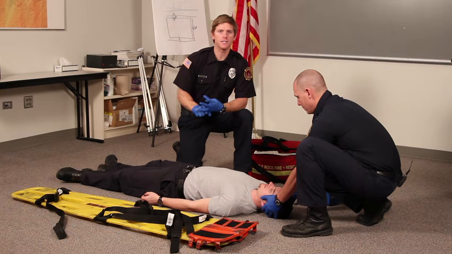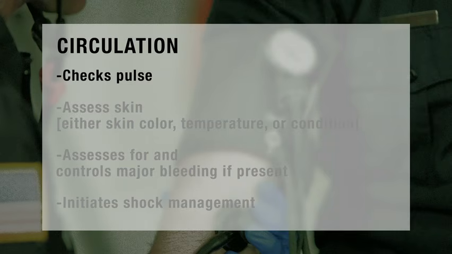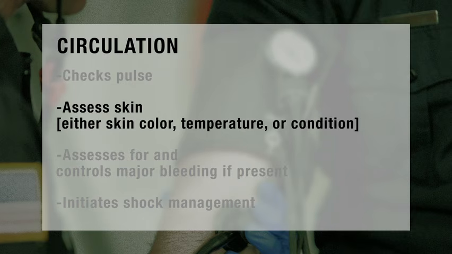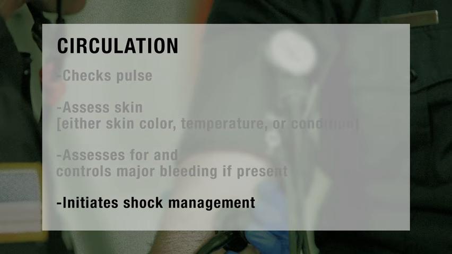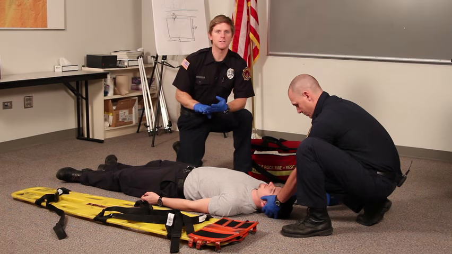Under the circulation portion, you'll be given 4 points. Assessing pulse, assessing skin condition, controlling any major bleeding, and treating for shock. Once through the ABC portion of the trauma patient, you'll move on to a transport decision.